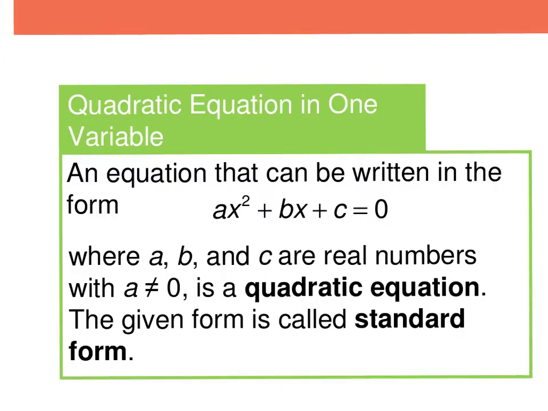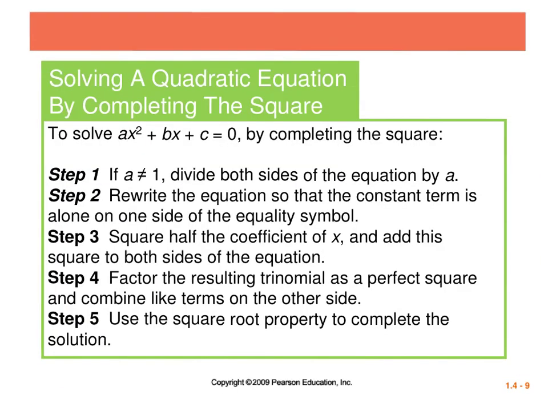And this is something we've already taken down, just a reminder that a quadratic equation is in standard form if written as ax squared plus bx plus c equals 0. Okay, so this gives us the steps to complete a square and solve a quadratic equation. If a does not equal 1, then we have to make it so by dividing both sides of the equation by whatever a is. Then we will rewrite the equation so that the constant term, which is c, is alone on the other side of the equality symbol. So this would become ax squared plus bx equals negative c in this case.